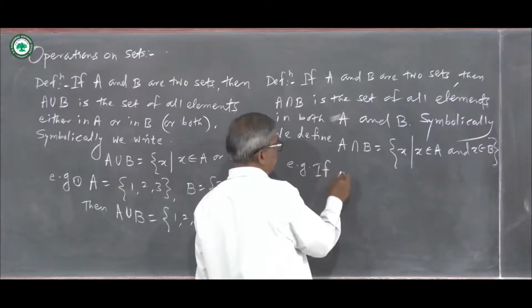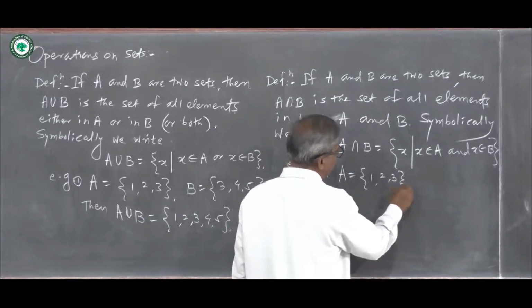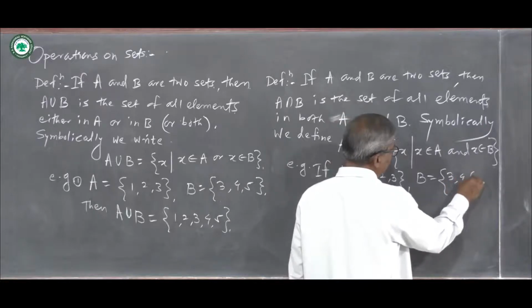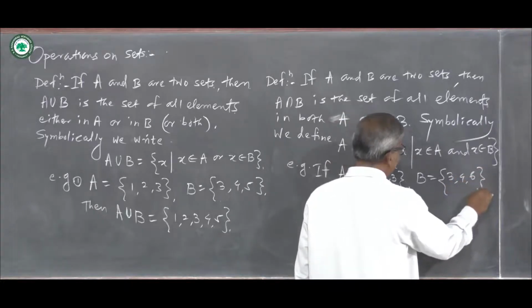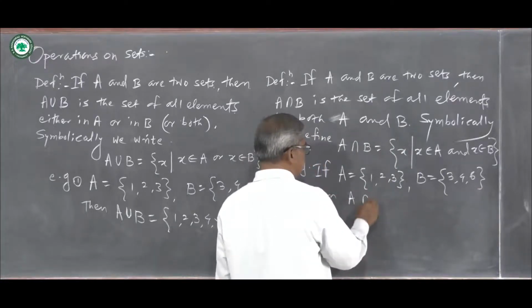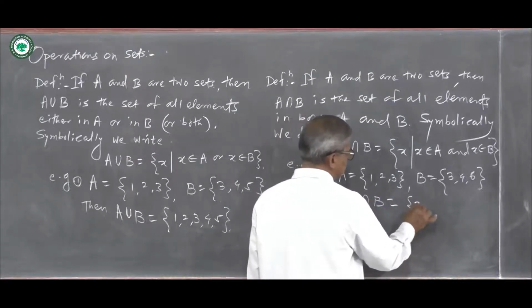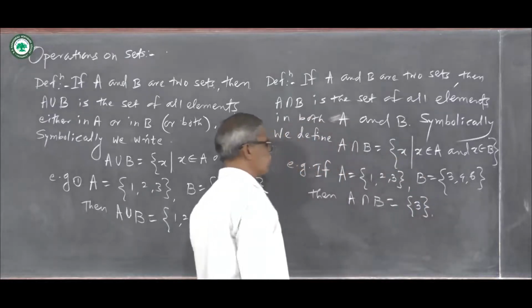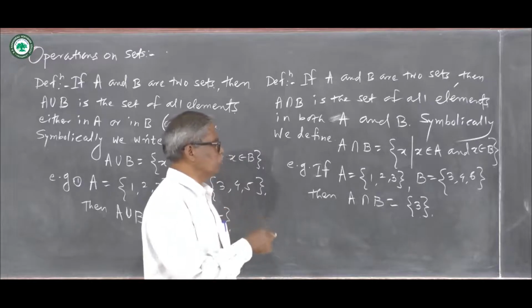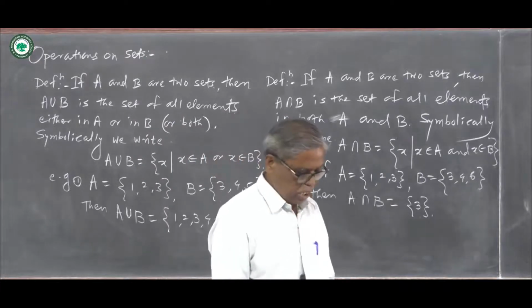For example, if capital A is equal to {1, 2, 3} and capital B is equal to {3, 4, 6}, then A intersection B is the singleton element {3}, since 3 belongs to A and 3 belongs to B. Therefore 3 belongs to A intersection B.